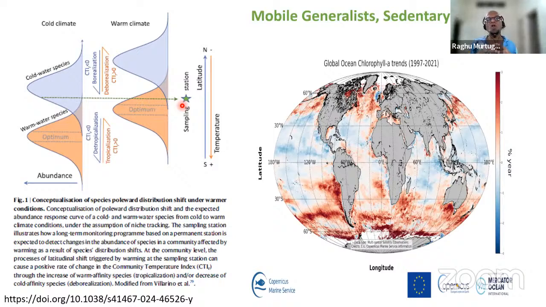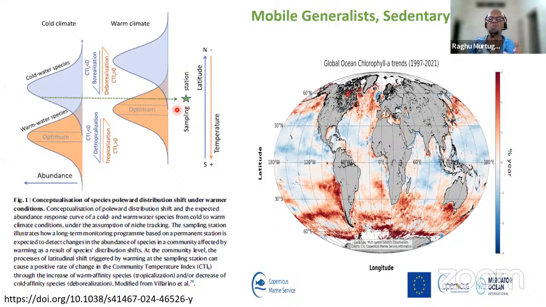You have so-called mobile generalists and sedentary specialists. So when you have an ecosystem, the ecosystem doesn't move. Some species who are mobile and generalized in their adaptation or genetic adaptation, they can move. Some species will stay and go extinct, and so on. So you have to understand how the species distribution will change and how the species composition of ecosystems will change and how the entire food web will change with warming.